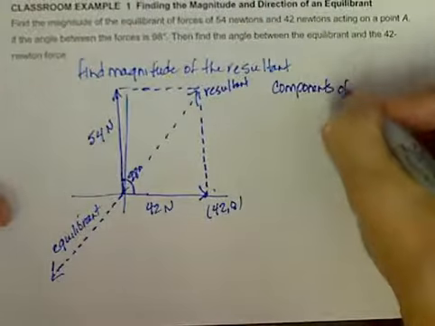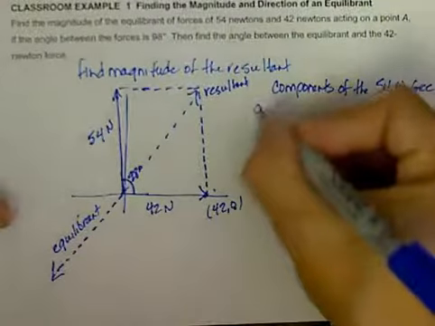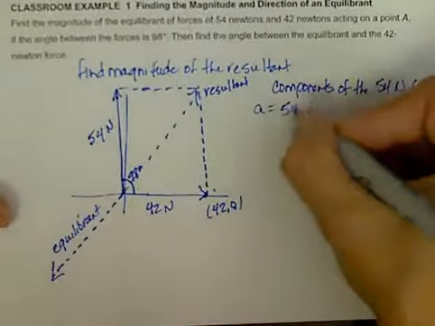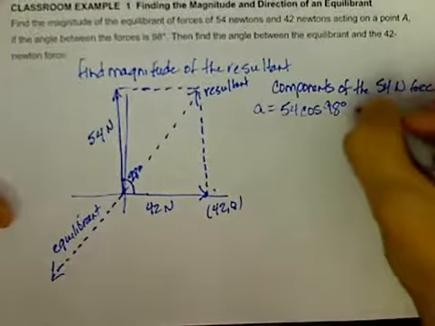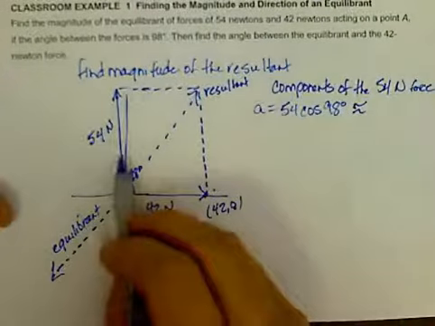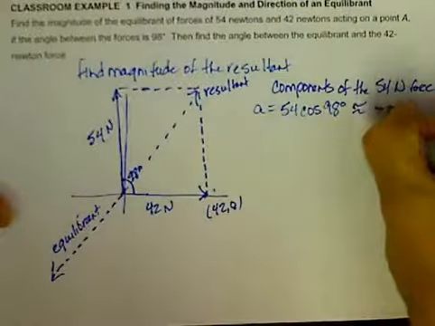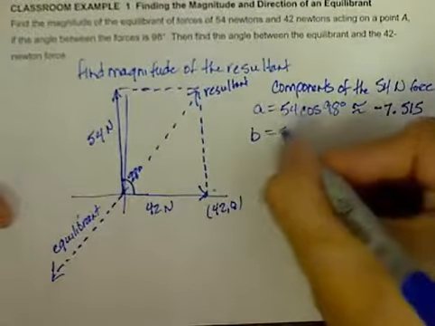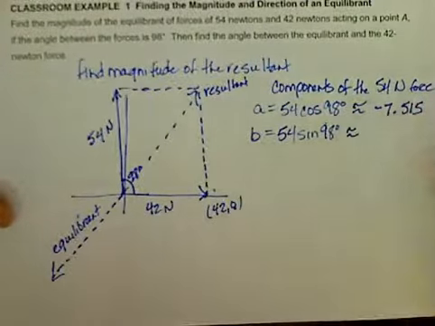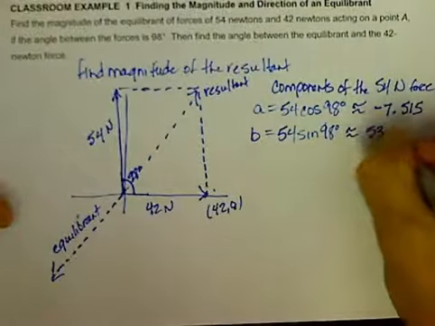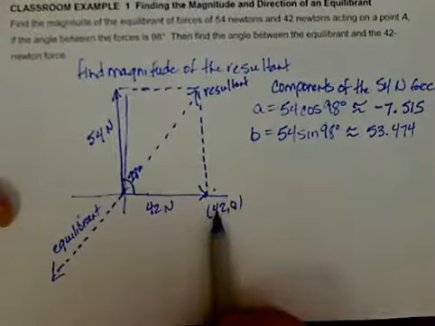So the components of the 54 Newton force for the A, that's going to be 54 times the cosine of 98 degrees. And notice that's going to be negative because this went just a little bit past the y-axis. For the vertical component, that's going to be 54 times the sine of 98 degrees, and that's approximately 53.474. So if I add my two component vectors together, I'll get my resultant.